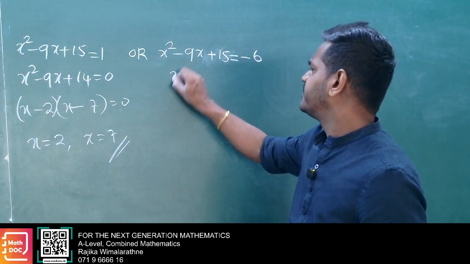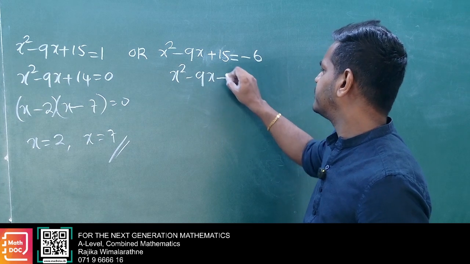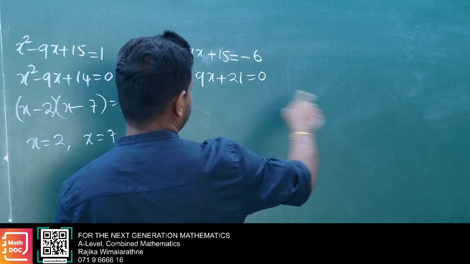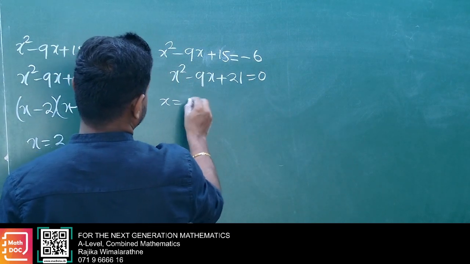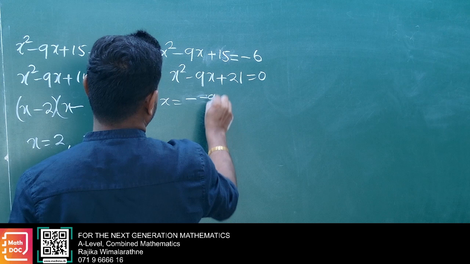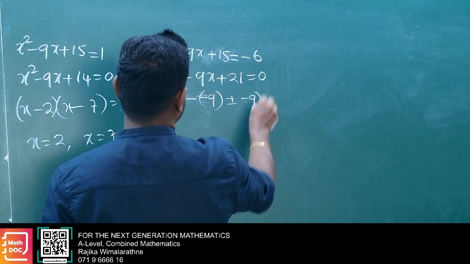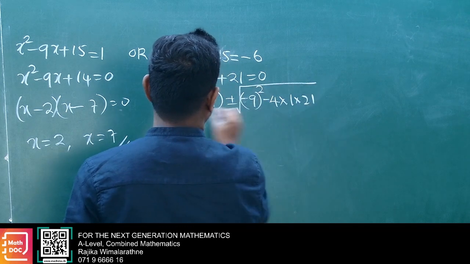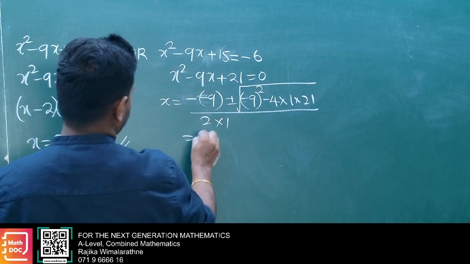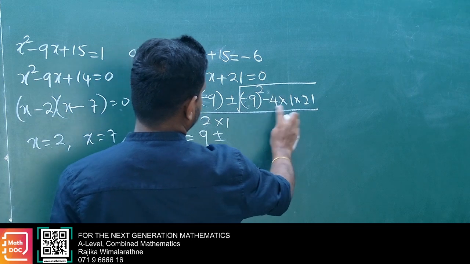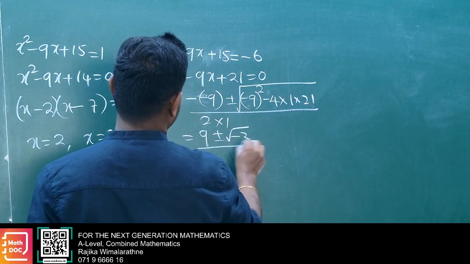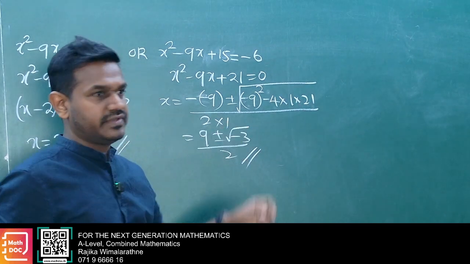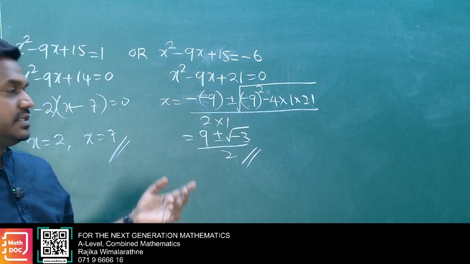Here x square minus 9x plus 21 equals 0. So here we don't have any proper factors. Then x equals minus b plus or minus the square root of b square minus 4ac, divided by 2a. Then 9 plus or minus the root of 81 minus 84, that is minus 3, divided by 2. Then we have two non-real solutions, especially two complex solutions.